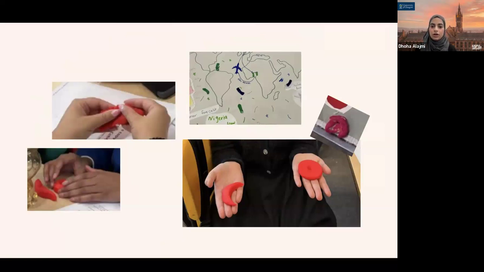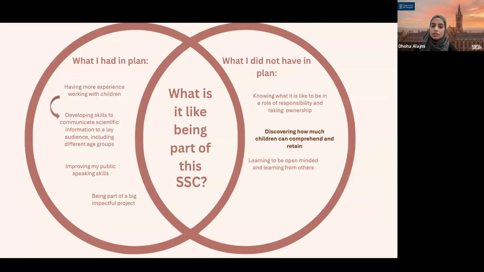We also got to play around with packaging foam and color it in different colors. For the posters, we got him to color it blue and green for Nigeria and Scotland. And he also made a sickle-shaped packaging foam that he got to present during the poster presentation at the end of the SSC, which the audience really enjoyed playing around with. Another thing I got to learn was how much the children can comprehend and retain.